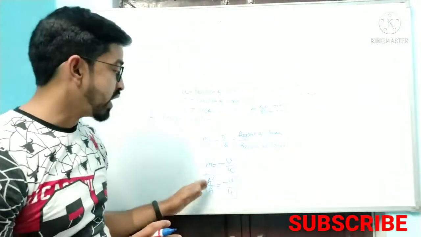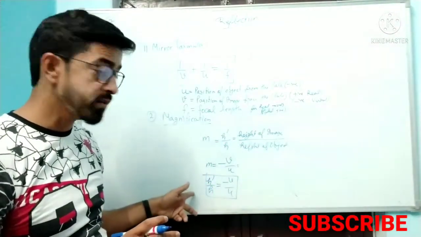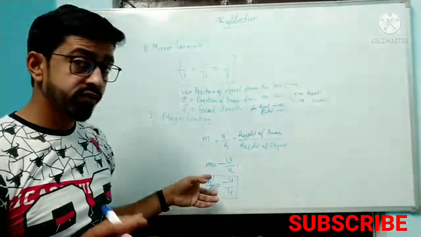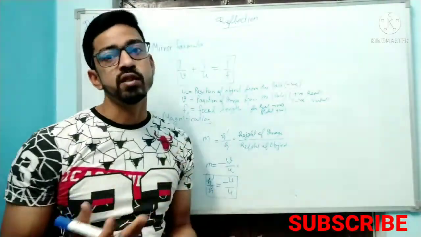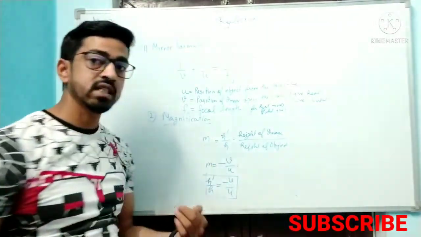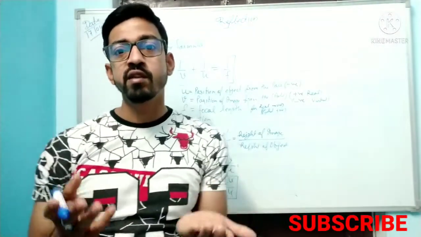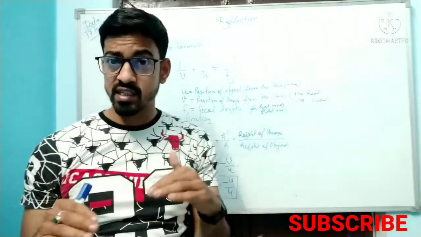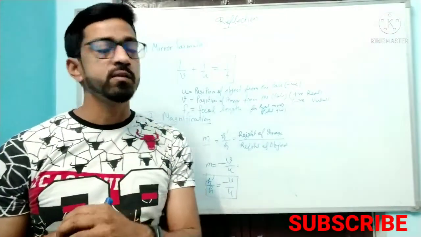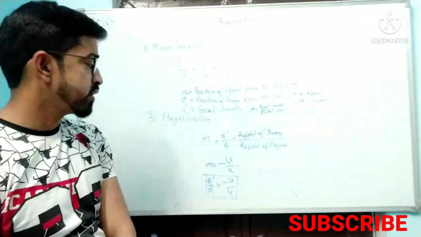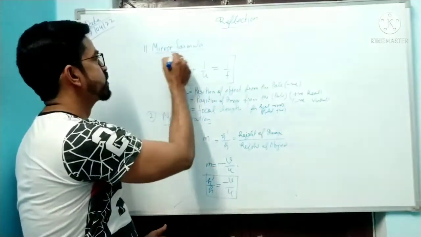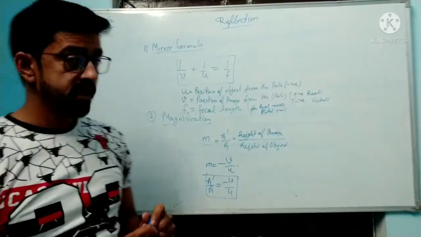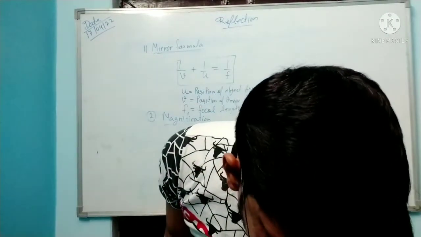Okay, and when it comes to the height of image or any height, if the height comes negative, it is inverted. If the height is positive, and if the value of m is positive, it is magnified. If negative or less than 1, it is diminished. So remember these things, it is very important for numericals. Let's discuss another thing. Is there any numerical? No.